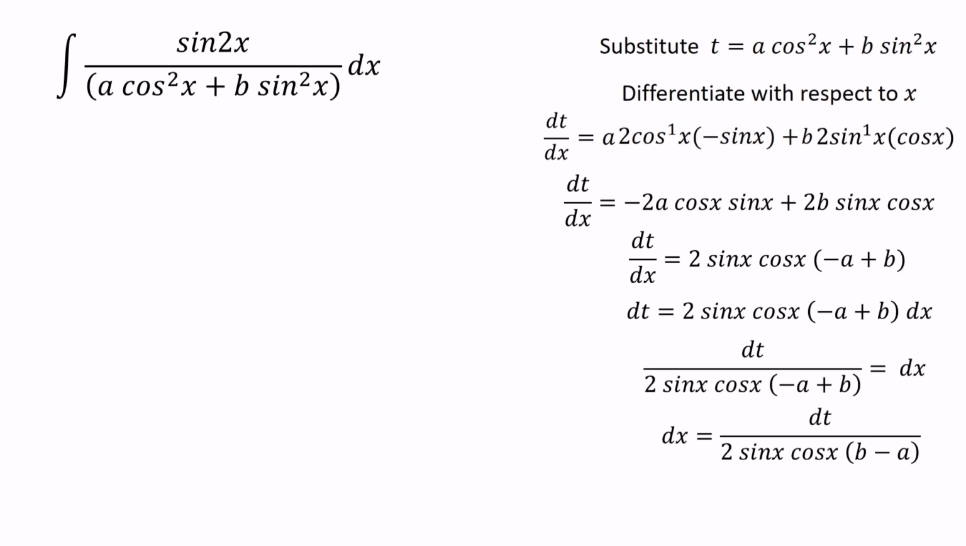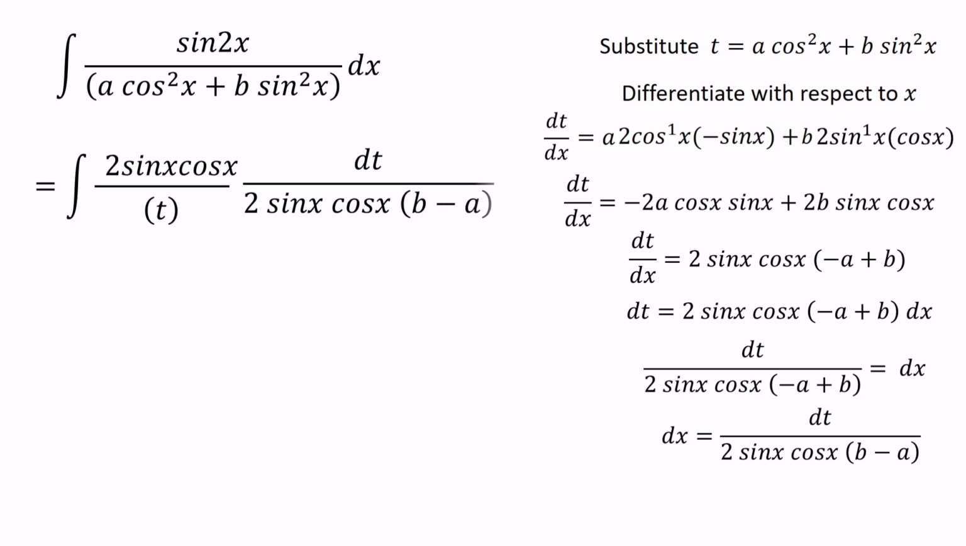In the integral, instead of sin 2x we can use the double angle formula of sin 2 theta. Sin 2x we can write as 2 sin x cos x. Instead of the denominator we can write t. Instead of dx we can write dt over 2 sin x cos x into (b minus a).